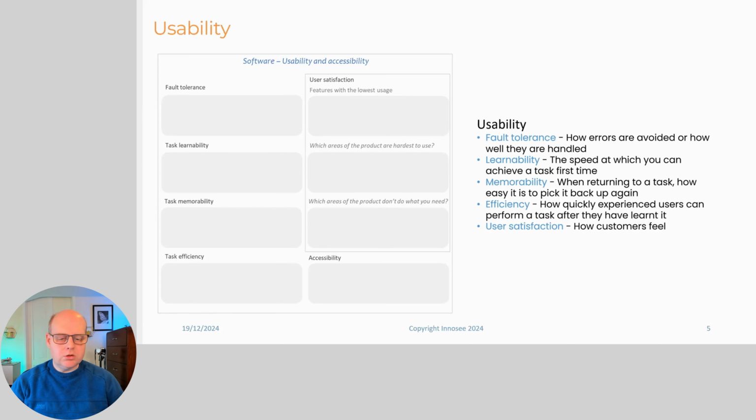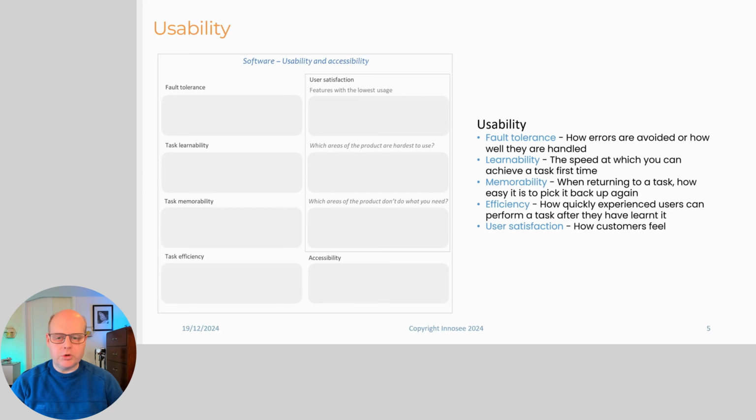User satisfaction, overall, how customers feel. And there are 3 points to this. First of all, features with the lowest usage. Although this looks like an immediate red flag if a feature has low usage, be careful where you have a few experienced users that have a lot of value in the features that you've got. You may find that sections of your user base do really want the feature that you have, so don't automatically assume that you should get rid of those or improve them.